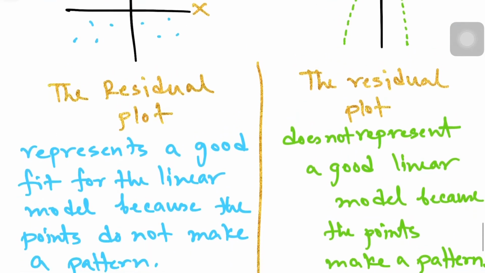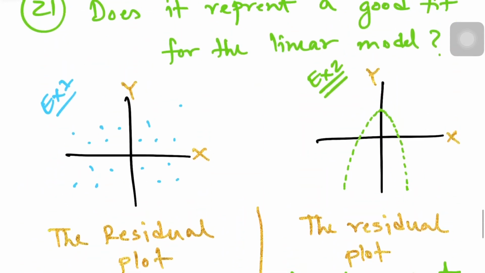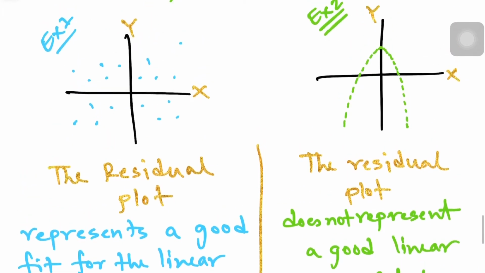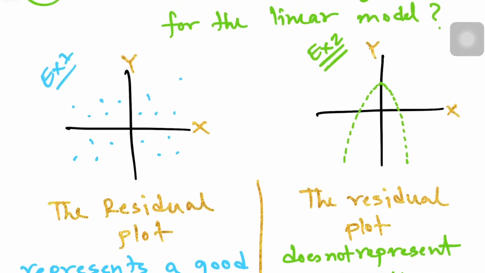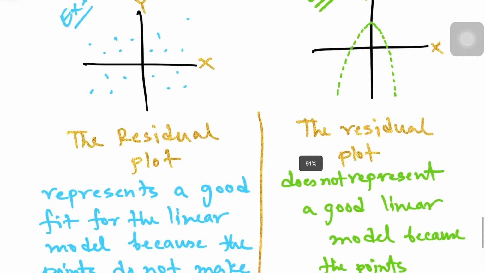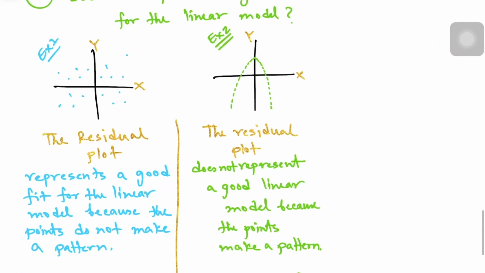So example number 1, the residual plot represents a good fit for the linear model because the points do not make a pattern. As you can see in example 1, the points do not make any pattern. That means it represents a good fit for the linear model. Okay, let's take a look at example number 2.